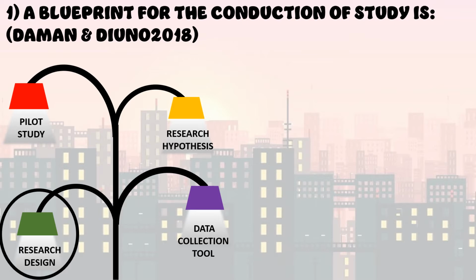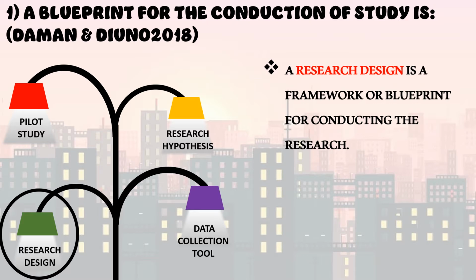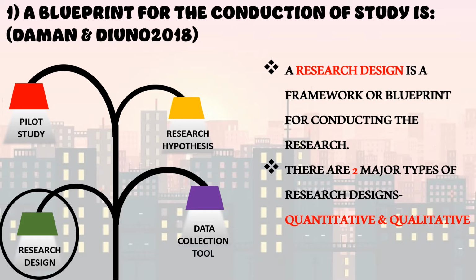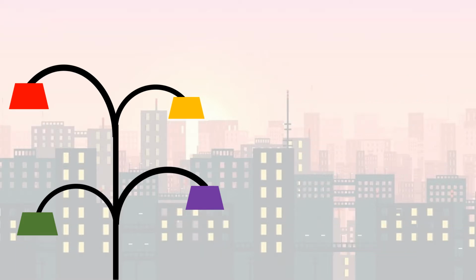So what is a research design? It is framework or blueprint for conducting the research. There are two major types of research designs, and that is the quantitative and qualitative research design. In quantitative research design, mathematics and statistical analysis are used to examine the situation. Numbers, graphs, and tables are the most common forms of expression. Whereas in qualitative research design, summarizing, classifying, and analyzing data are used to conduct the analysis, and it is mostly represented with words.